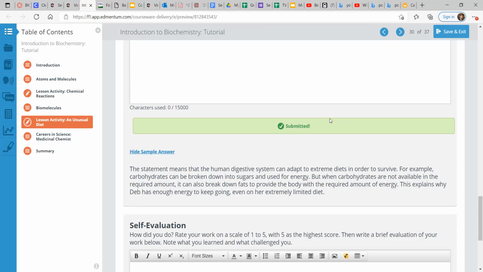For example, carbs can be broken down into sugar and used for energy. But when carbs are not available in the required amounts, it can also break down fats to provide the body with the required amount of energy. So the body does want to retain a certain level of fat to use for stored energy later if food is not provided. This explains why Deb has enough energy to keep going, even on her extremely limited diet.